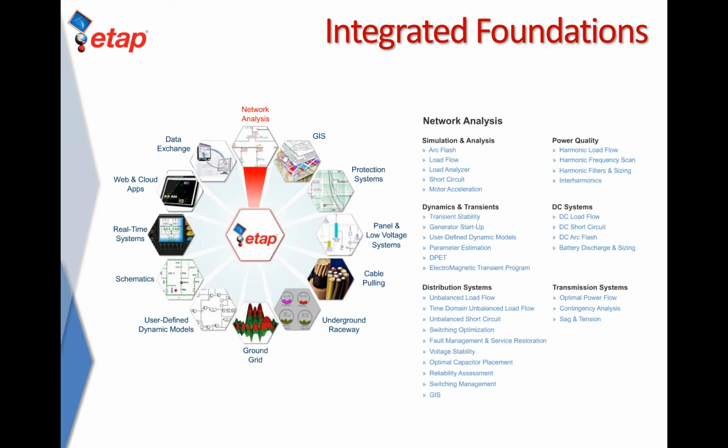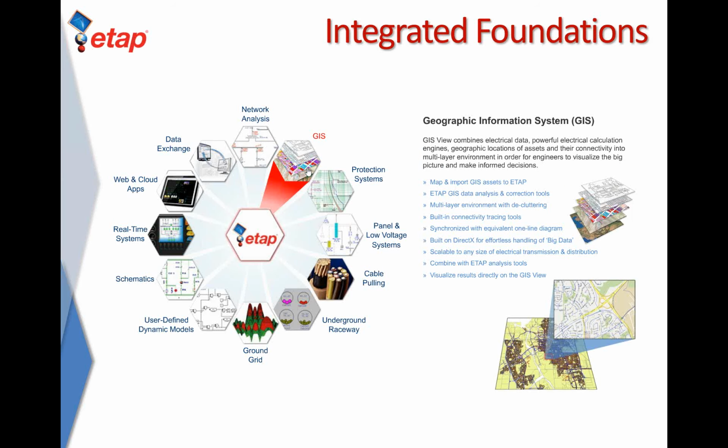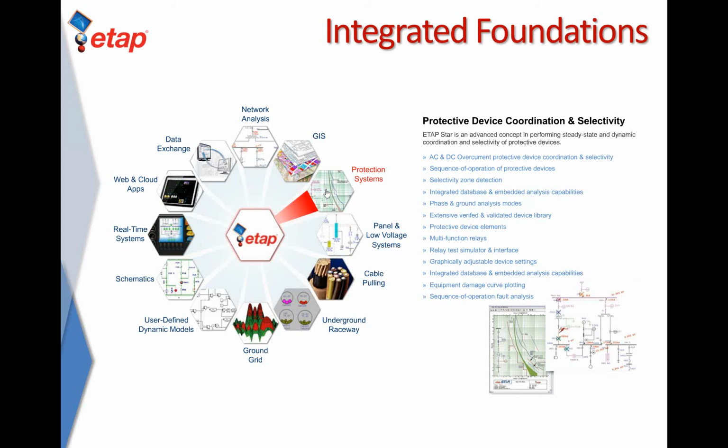You can essentially model the electrical system using geospatial information, so we can extract data from any GIS system, bring the model inside ETAP, and then allow you to plan a geospatial network all within the same application. There's an integrated protection and coordination program that allows you to model or include the protected devices and perform protection as well as coordination studies.